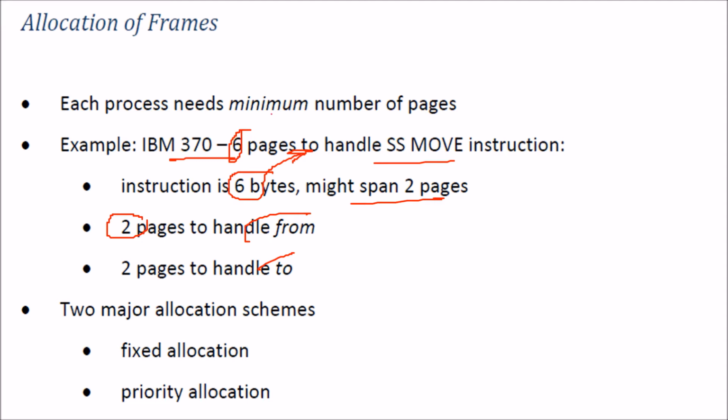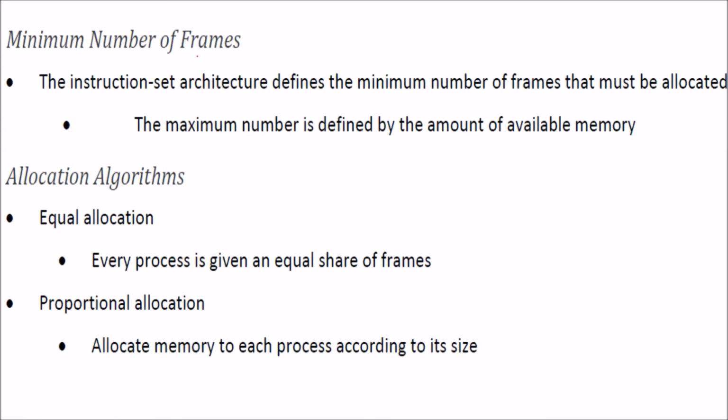So there are major allocation schemes like fixed allocation, priority allocation, and the minimum number of frames. See, the instruction set architecture defines the minimum number of frames that can be allocated, because we need to know how many frames have to be allocated. The maximum number is defined by the amount of available memory. The algorithm for allocation can be equal allocation or proportional allocation. Equal allocation means just giving every process equal frames. In proportional allocation, allocate memory to each process according to its size. See what size the process is, and allocate accordingly.